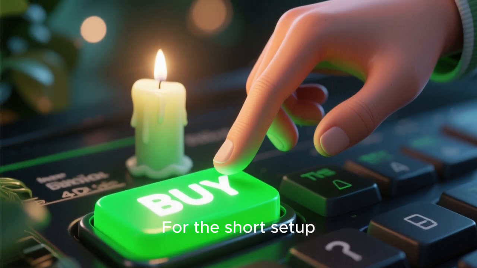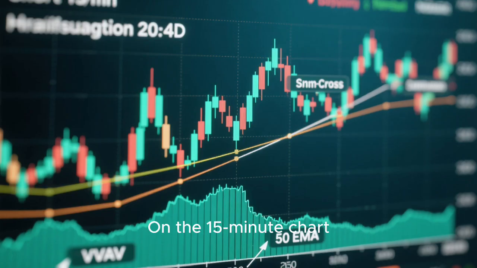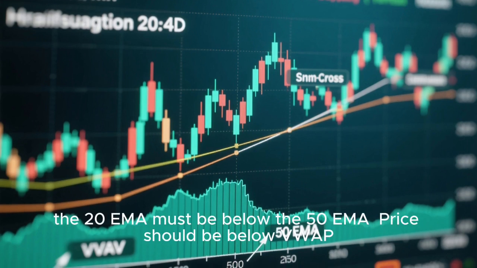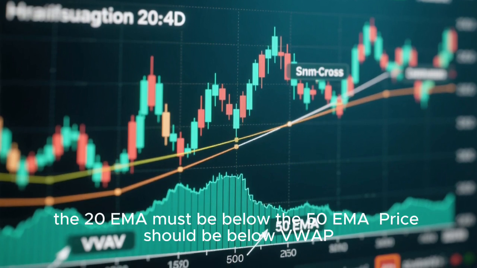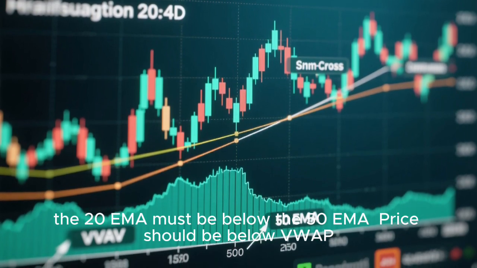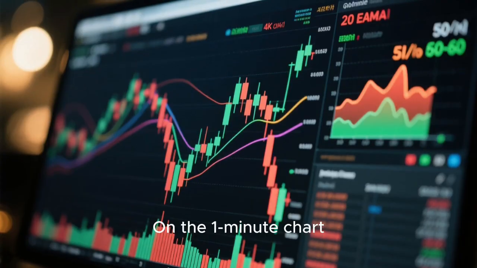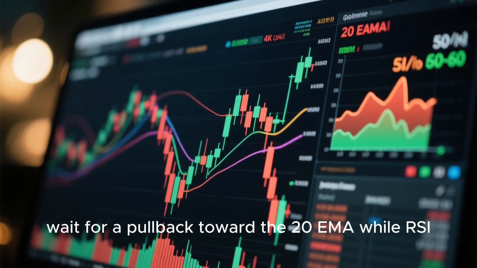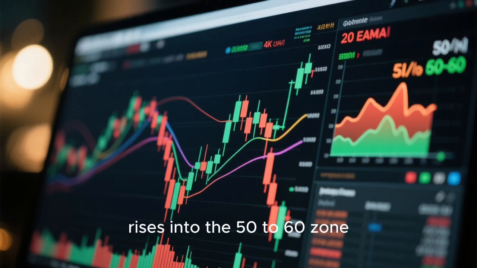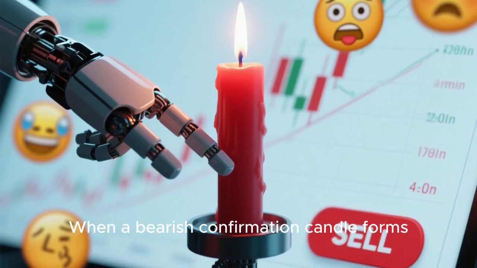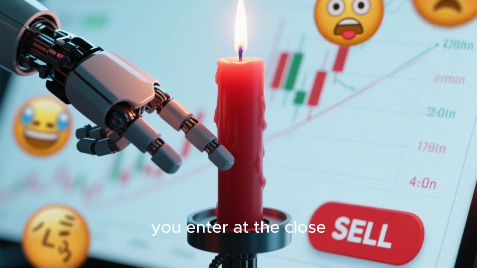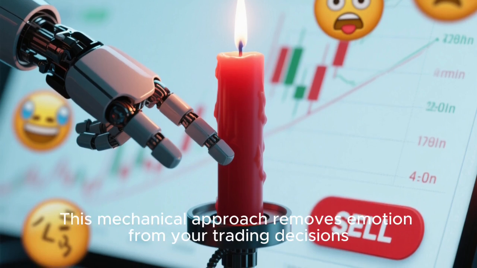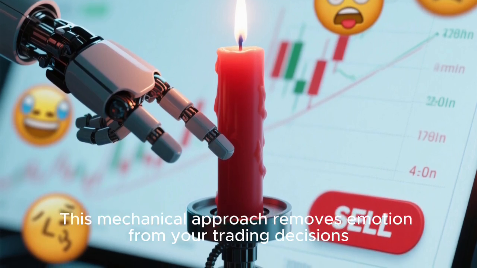For the short setup, everything is reversed. On the 15-minute chart, the 20 EMA must be below the 50 EMA. Price should be below VWAP. On the 1-minute chart, wait for a pullback toward the 20 EMA, while RSI rises into the 50-60 zone. When a bearish confirmation candle forms, you enter at the close. This mechanical approach removes emotion from your trading decisions.